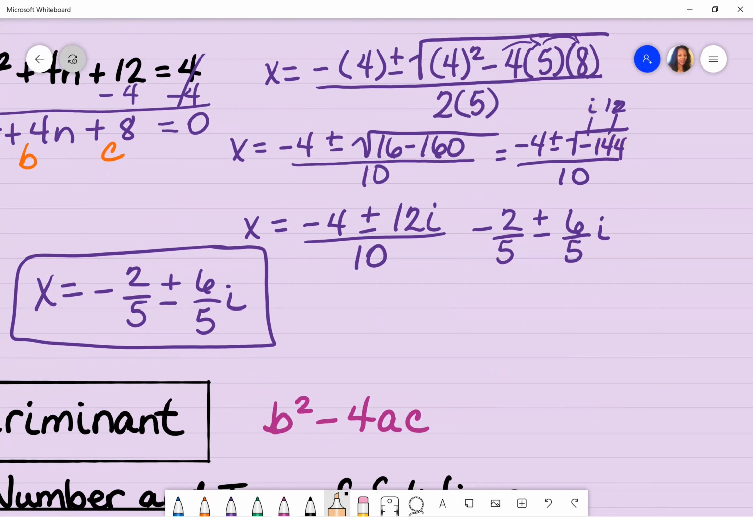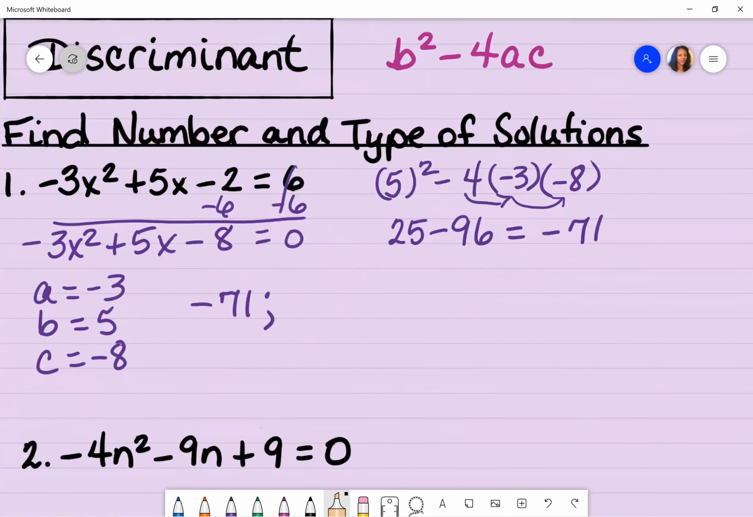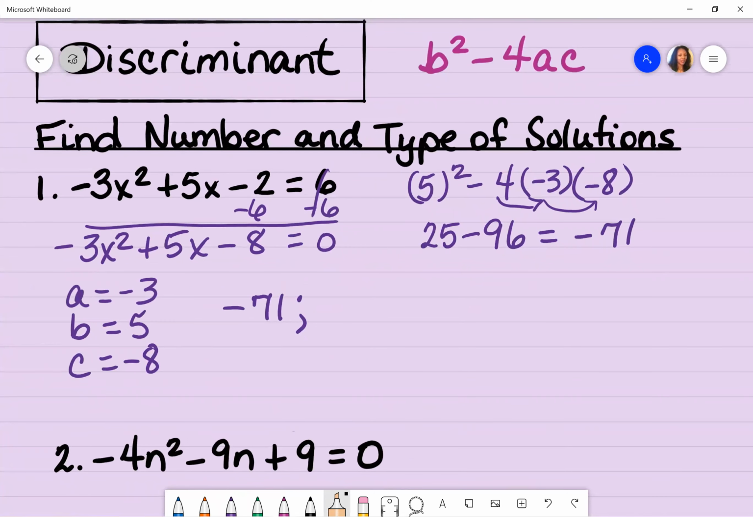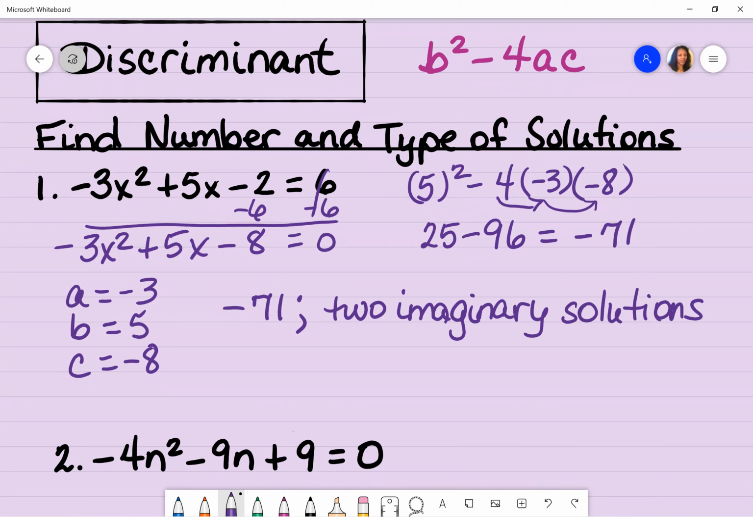Well, i means imaginary. So when I'm asked what's the number and type of solution, if my answer is below 0, or it has a negative in front of it, that means I am always going to have 2 imaginary solutions, because it's going to have an i that comes out in the answer. Another way you may see this written is complex, so 2 complex solutions, or you may see non-real. It means the same thing.